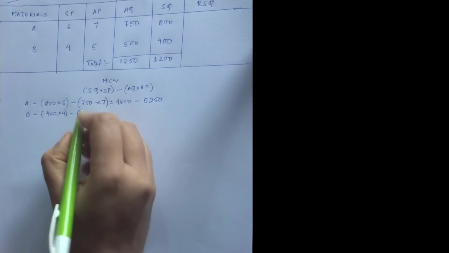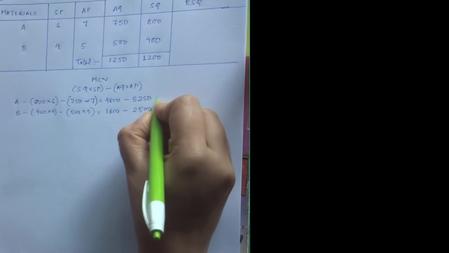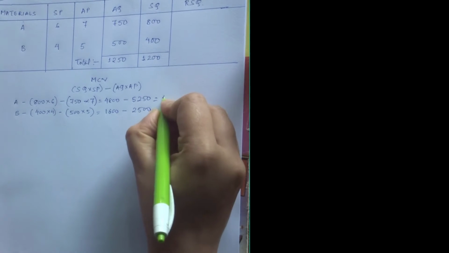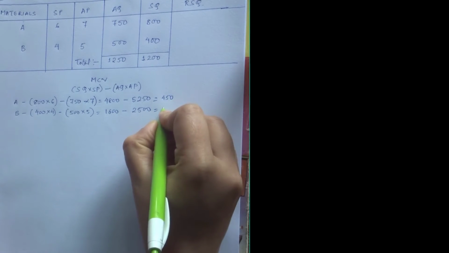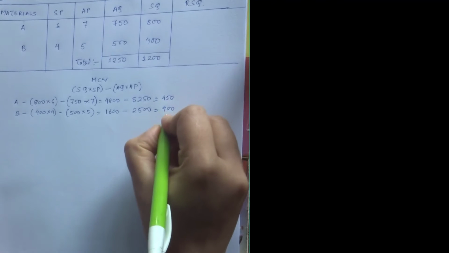And here also for B, standard quantity is 400 into standard price is 4, minus actual quantity is 500, actual price is 5 rupees. So when we multiply this, we are getting here 1600 and here 2500, right? After we got the values, you just calculate the difference, and you see here we are getting 450 and here we are getting 900, right?